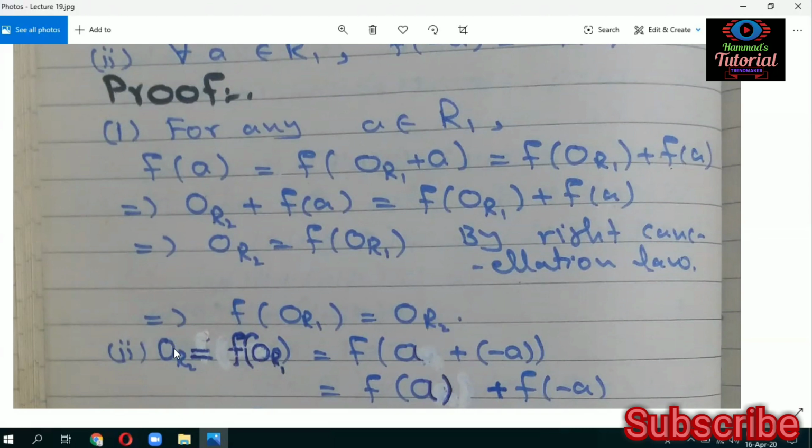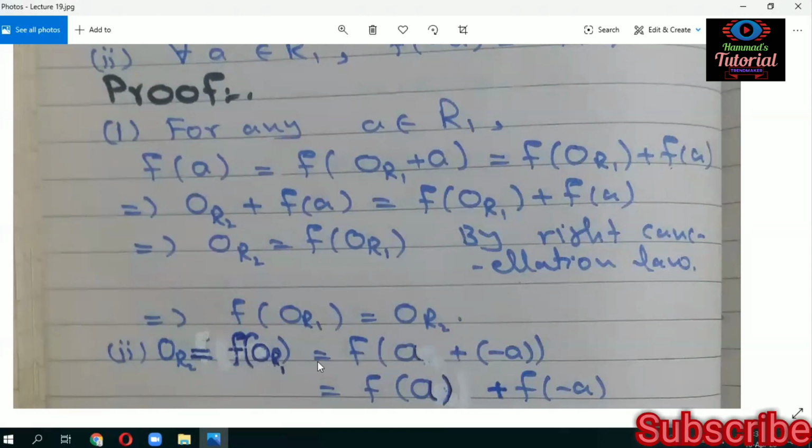Look here. We have just proved that 0 R2 is equal to F of 0 R1. So as we have proved it, we use it. Now 0 R1 is the additive identity in R1. So A plus the additive inverse of A, that is A plus minus A, will be equal to 0 R1. So we use this property and we write 0 R1 is equal to A plus minus A.